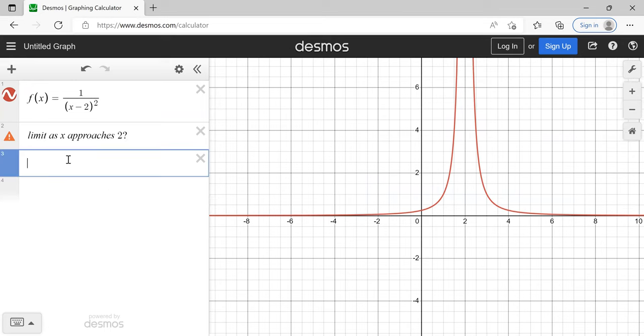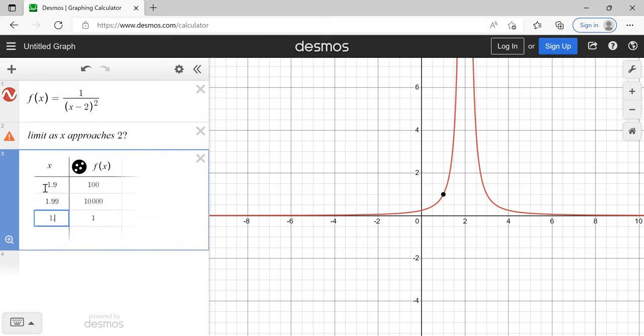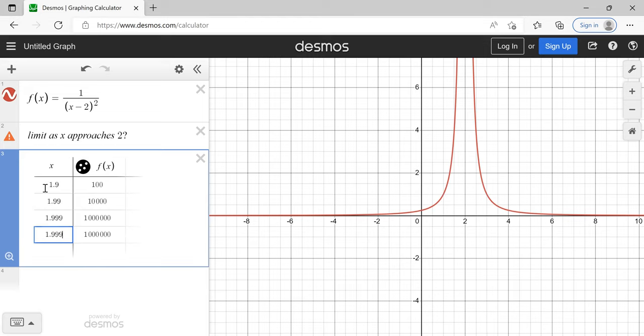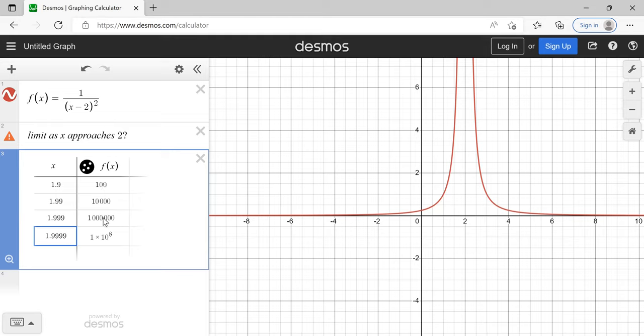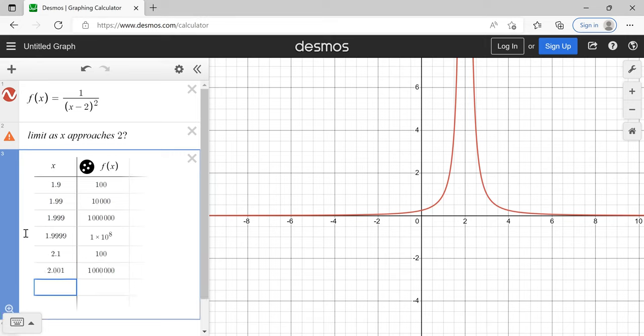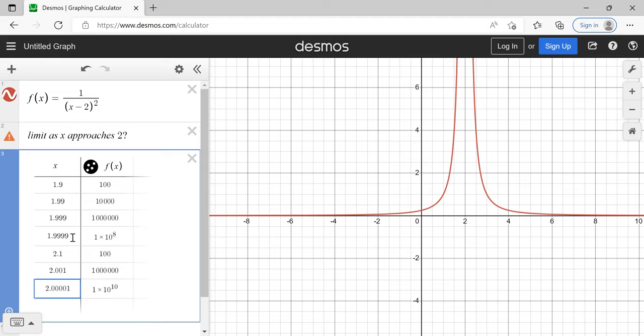And we'll investigate this limit using a table like we did back in the beginning of this class. Here's x, here's f of x. And you see that as x approaches 2, this function is not approaching any finite number, but is going up to infinity. And that happens whether x approaches 2 from the left or whether x approaches 2 from the right. Either way, the closer we get to 2, the larger these numbers get. So this limit doesn't exist.